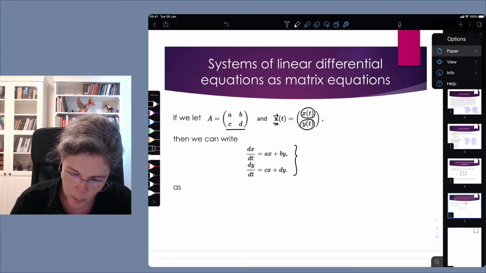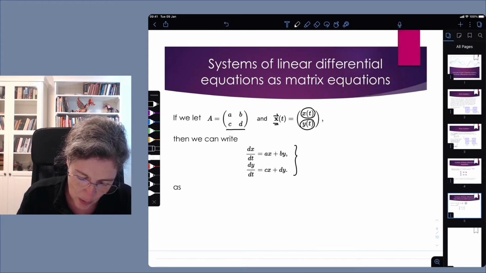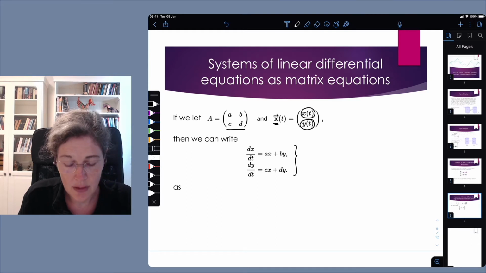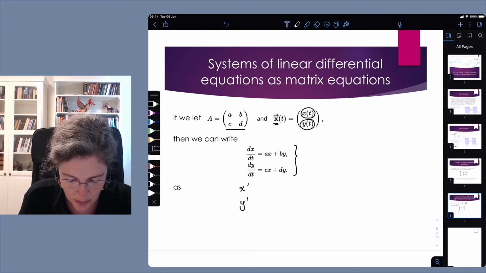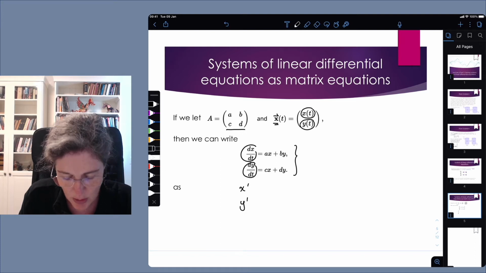So what have we got? Well, firstly, just to keep things neat and tidy, I'm going to write this as x prime and y prime. Those are just my dx by dt and my dy by dt, but it's going to keep things easy. And I'm writing that as a matrix, in this case a vector.